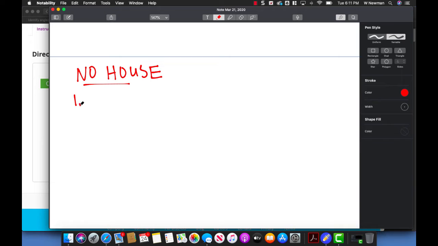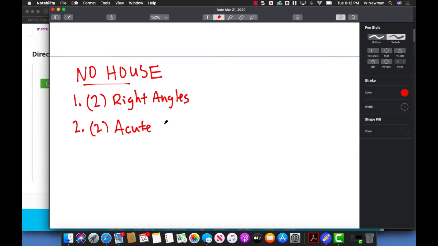Here are the rules. The first rule is it has to have two right angles. Second rule, it has to have two acute angles. And then the third rule is two, you guessed it, obtuse angles.